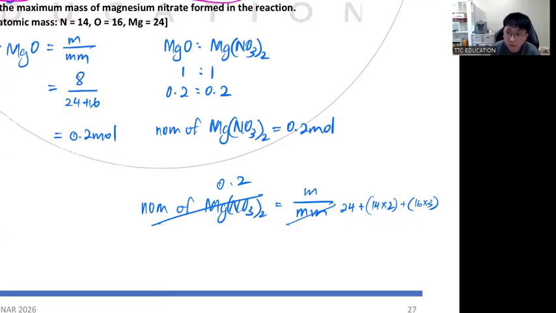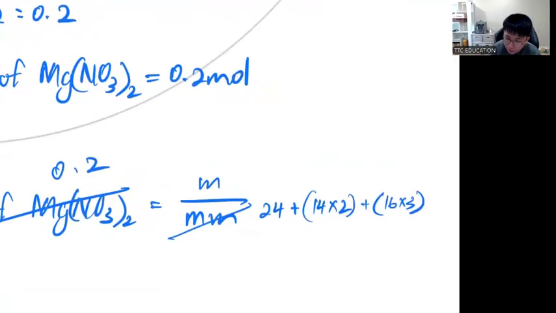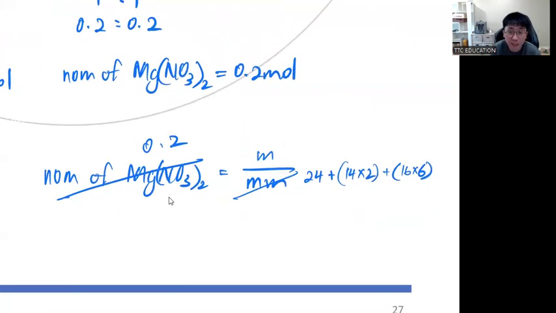Wait. 16 times 3? No, it's times 6. No wonder I pressed it so weird. Times 6, N2O6, guys, because I expanded my 2 into my NO3. So it's N2O6, so 16 times 6 is 96. Then 96 plus 28 plus 24.